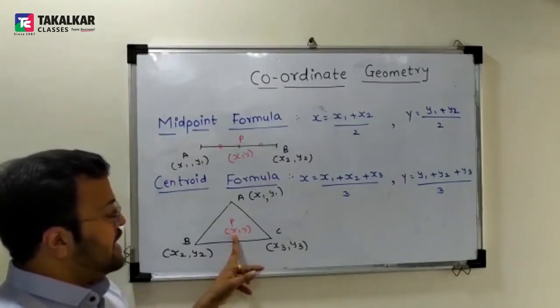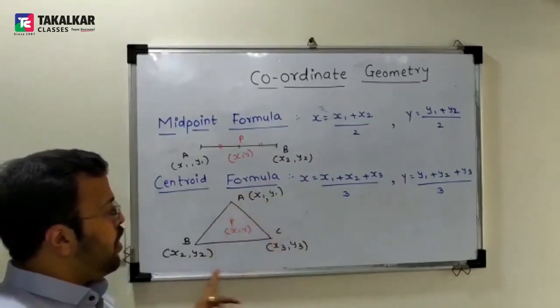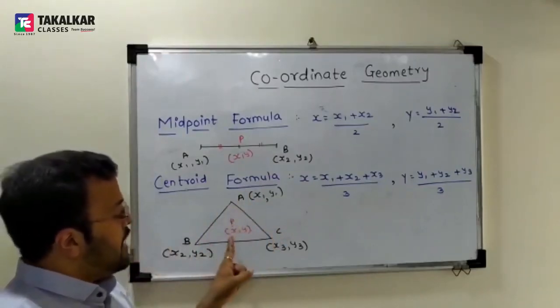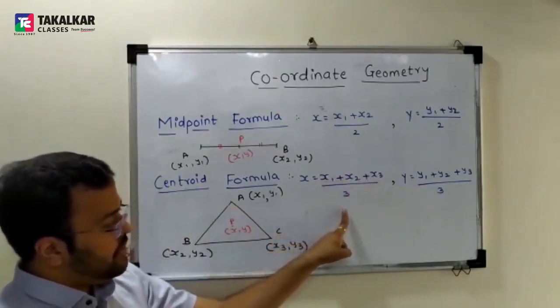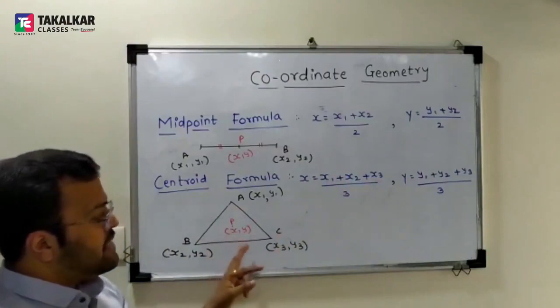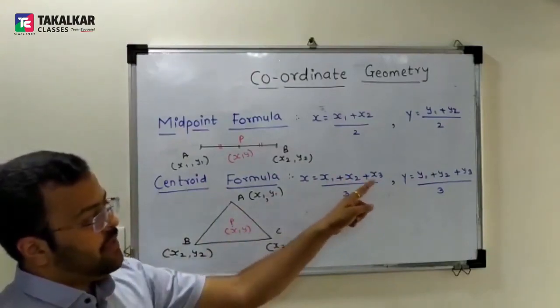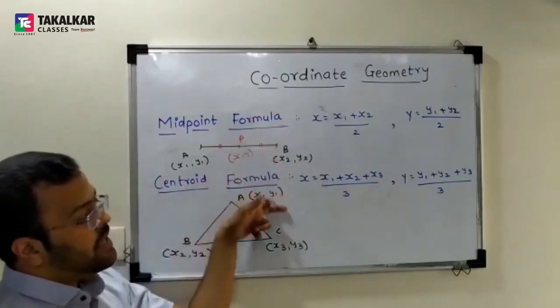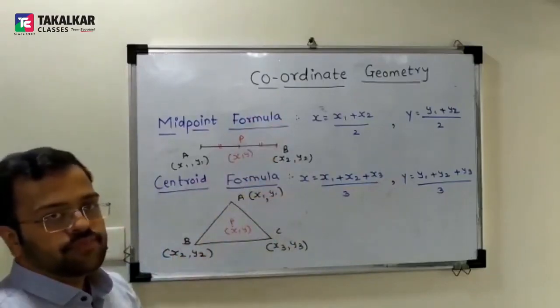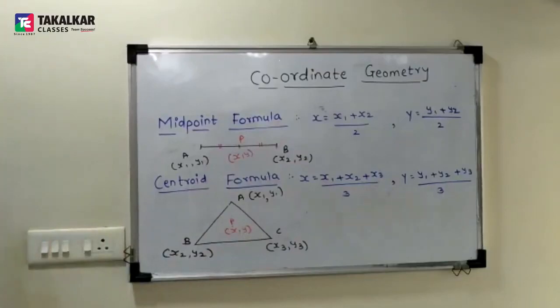Now what is x? This x is the average of all three x's. Means x is equal to x1 plus x2 plus x3 upon 3. Similarly, y is equal to y1 plus y2 plus y3 upon 3. You just note down these two formulas so we can begin with sums.